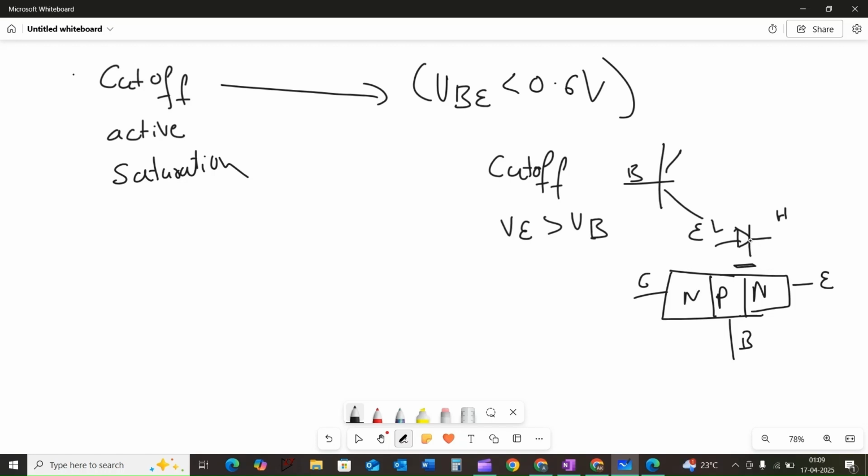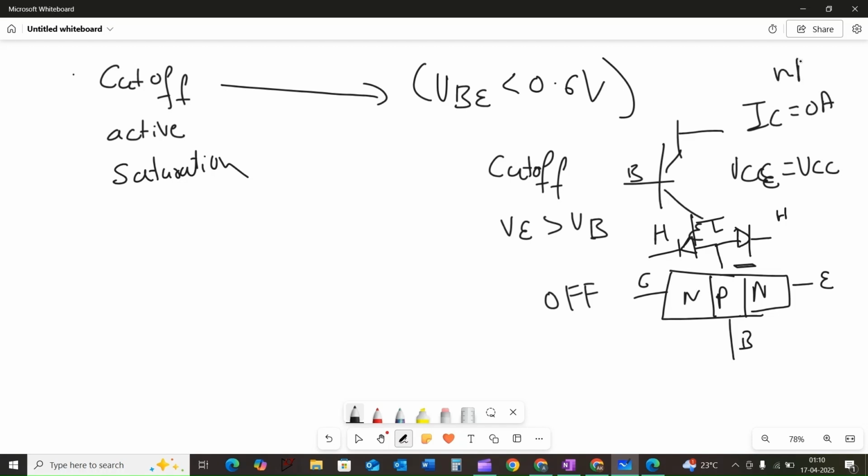The current opposes the emitter arrow. And similarly, the collector potential is also higher than the base, and the collector to base junction is also in reverse bias condition. In the cutoff, the transistor is effectively off. The collector to emitter voltage VCE is approximately equal to VCC, and the collector current IC is close to 0 amps. Ideally, it is in nanoamps.